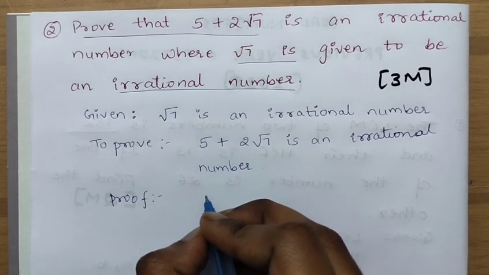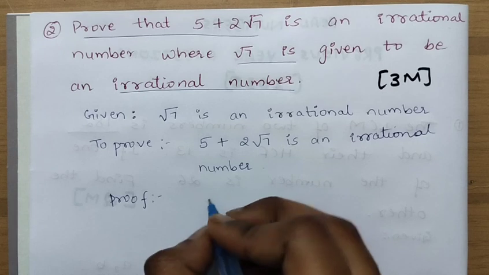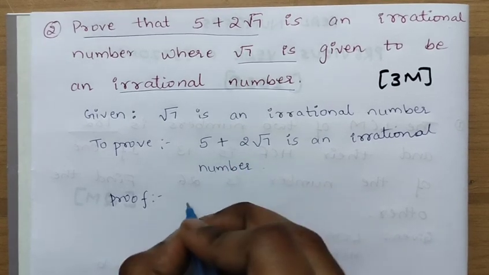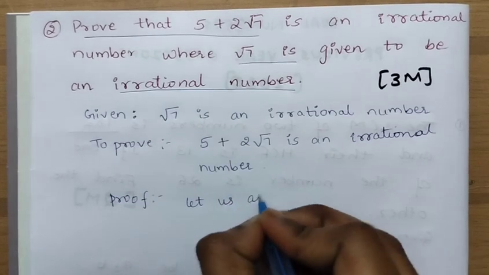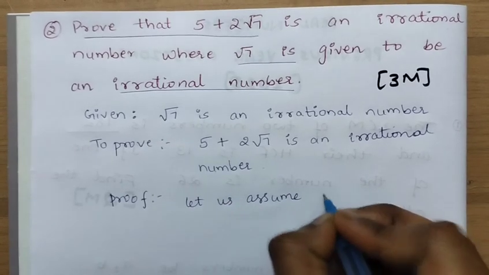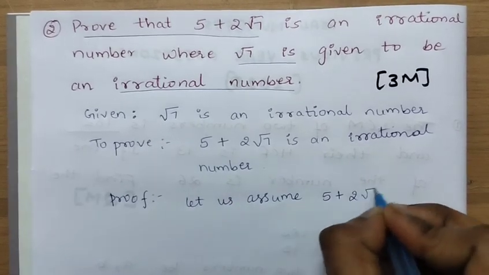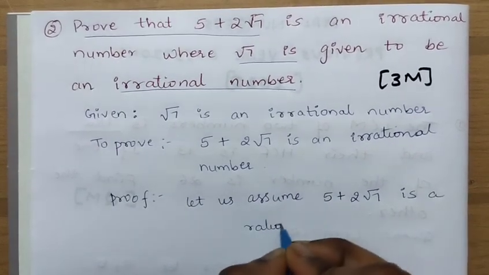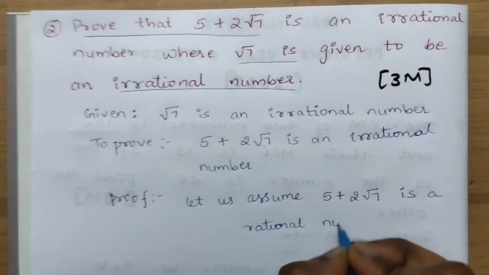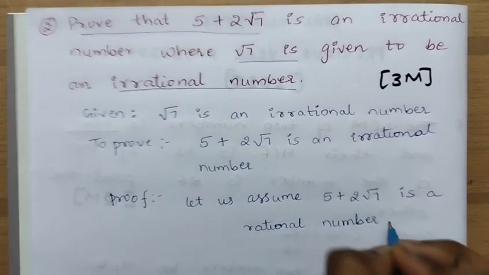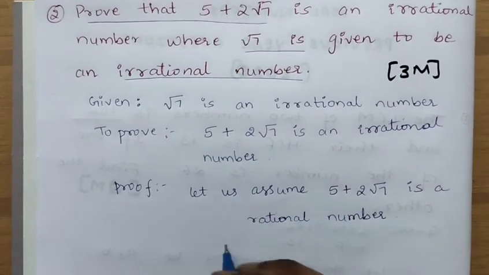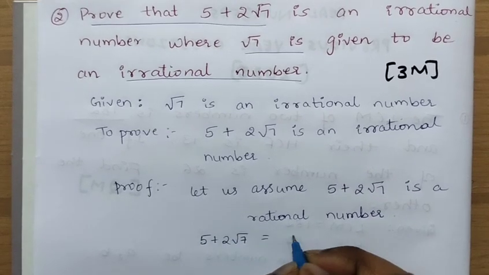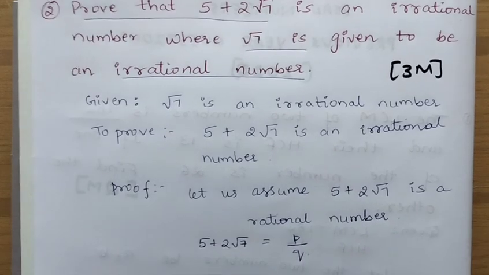In order to prove this, we have to go with the contradiction method. That is, we have to assume 5 plus 2 root 7 is a rational number. So let us assume 5 plus 2 root 7 is a rational number. If 5 plus 2 root 7 is rational, I can express that as 5 plus 2 root 7 is equal to P by Q.